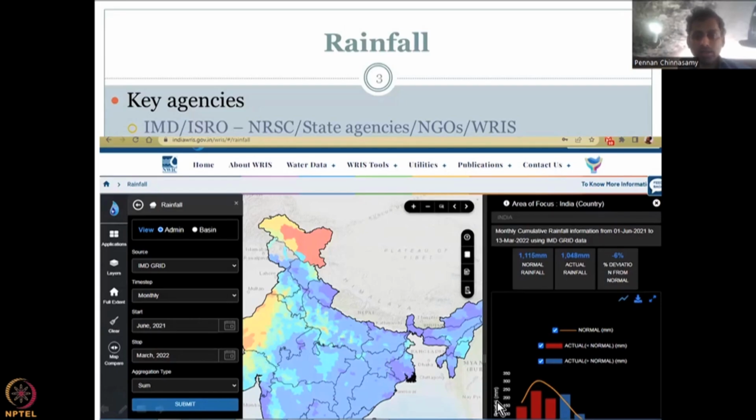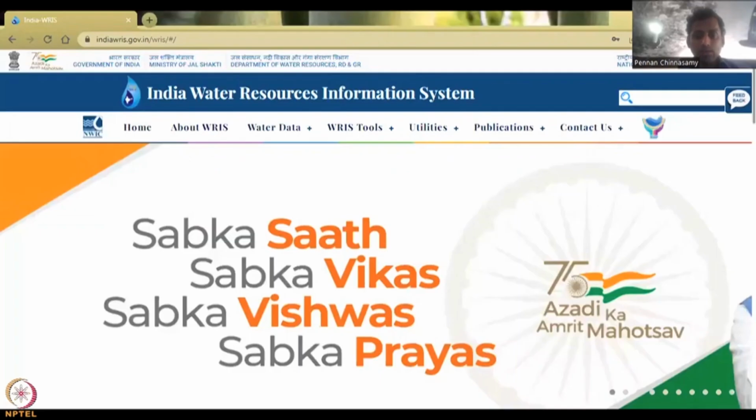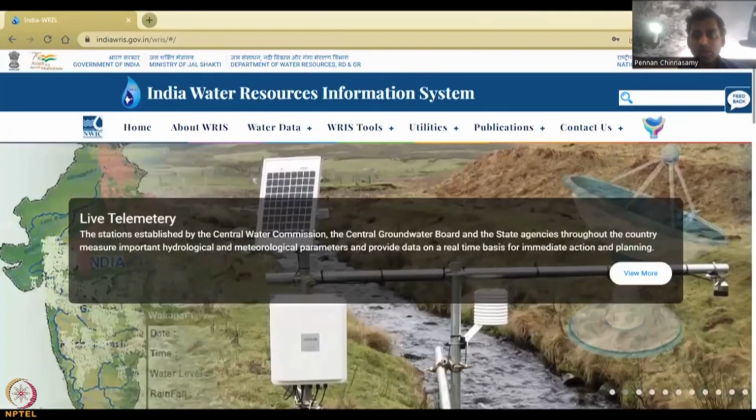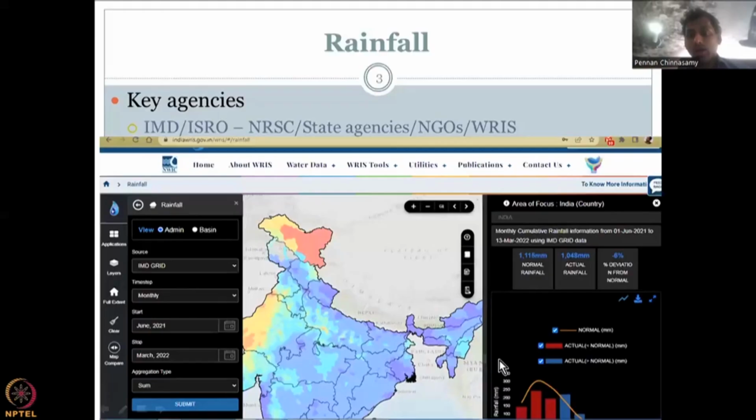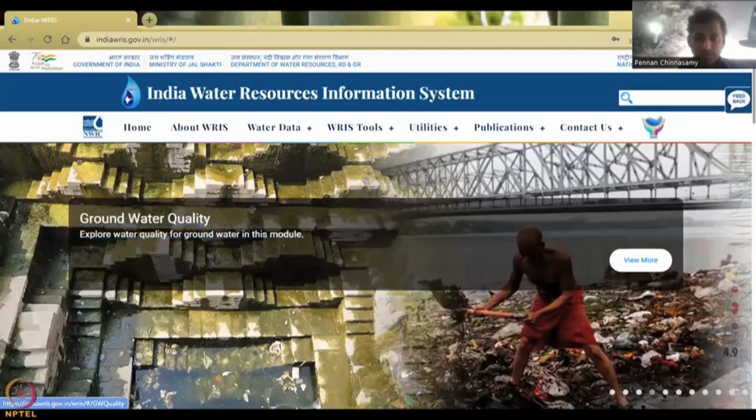And as I said, you can have the data coming, and then later you can have the remote sensing satellite data all coming in the same web page. What we need to understand is there might be some differences in the data that is collected at a point and a location. So now we have this WRIS website set up.